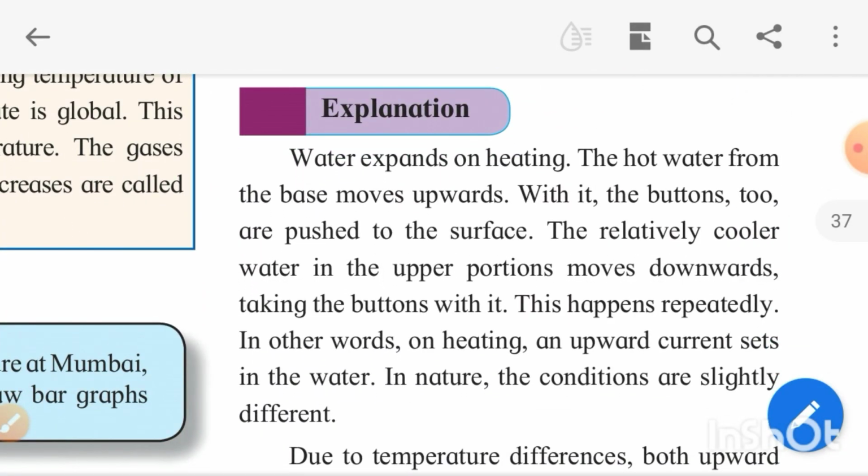Water expands on heating. The hot water from the base moves upwards. With it, the buttons too are pushed to the surface. The relatively cooler water in the upper portion moves downwards, taking the buttons with it. This happens repeatedly. In other words, on heating, an upward current sets in the water. In nature, the conditions are slightly different.